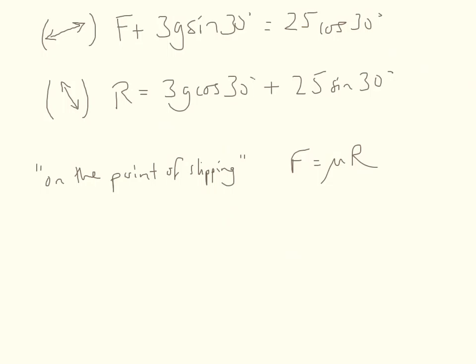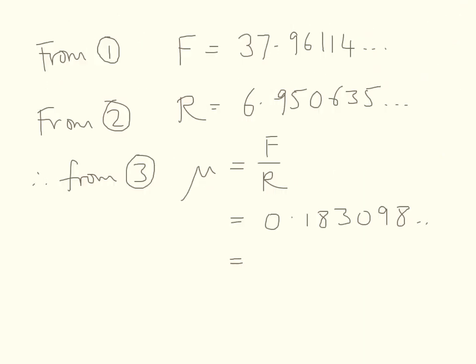What we can see is from the first one, equation 1, we'll be able to subtract 3g sine 30 from both sides, and just using our calculator we'll work out F. The second equation, again just using our calculator, we'll work out R, and then once we know F and R we can substitute them into the third equation and we'll be able to find mu. So in exactly that way, from equation 1 we've worked out F, and we put that in memory A in the calculator for later. From equation 2 work out R and put that in memory B. From equation 3, mu equals F over R, which is that number.